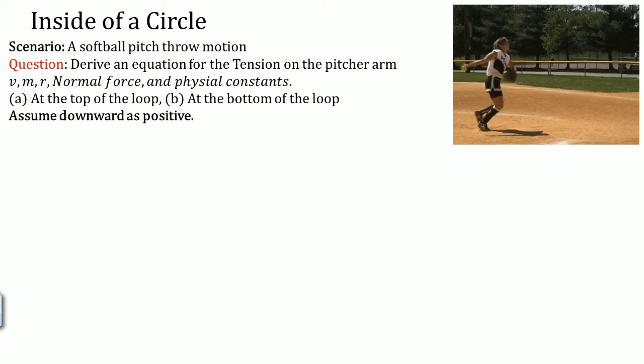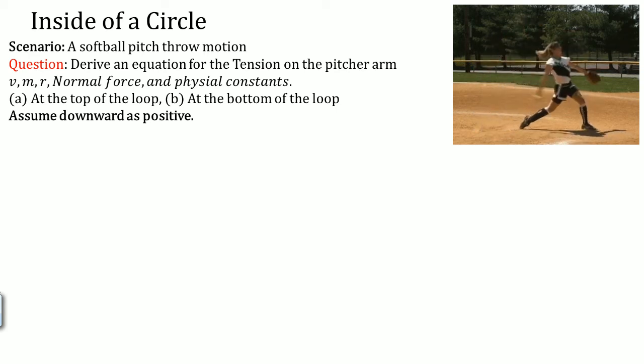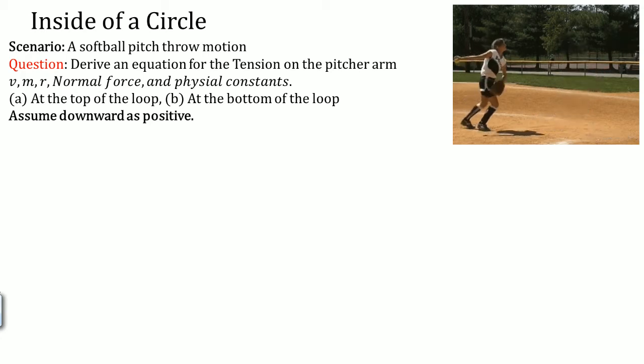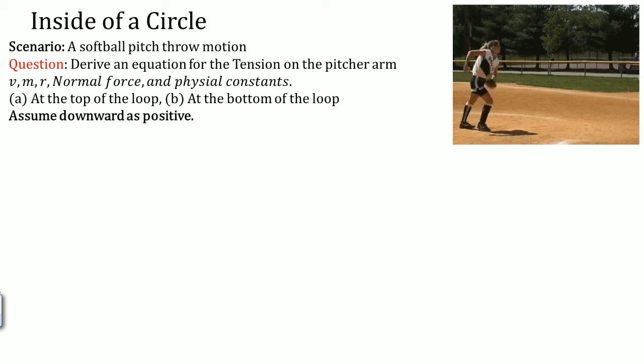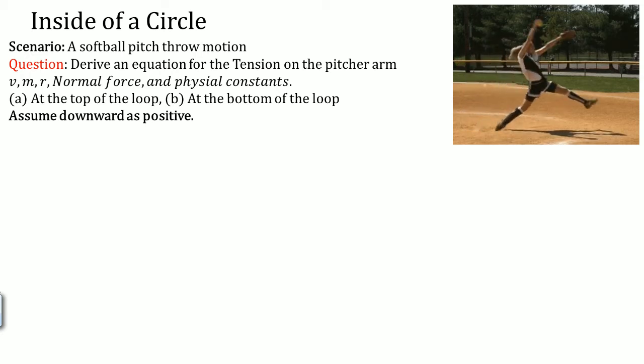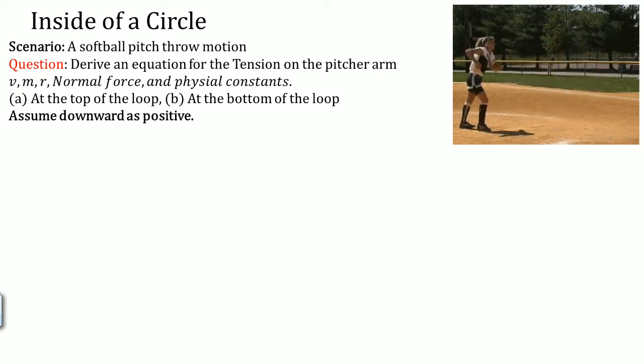Now a pitcher's arm throwing motion is given here. You're going to derive an equation for the tension on the pitcher's arm in terms of velocity v, mass m, radius r, and the normal force and any other physical constants. There are two situations here: one is when it's on top of the loop of her pitching motion, and the other is the bottom of the loop. Again, her pitching arm is like a string. That's why we can consider it to be tension.